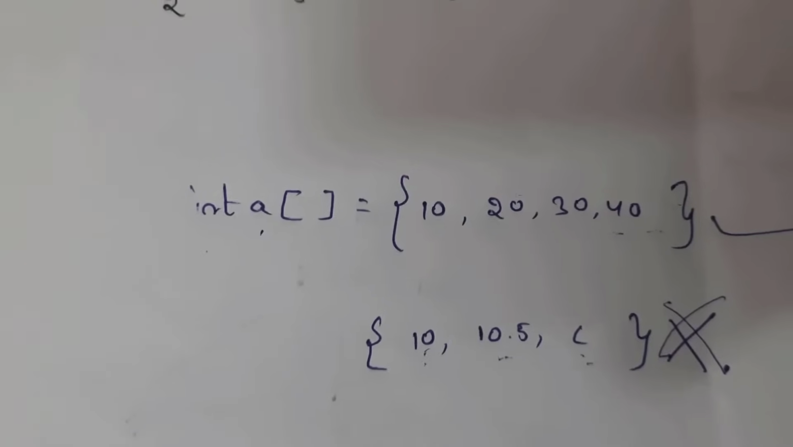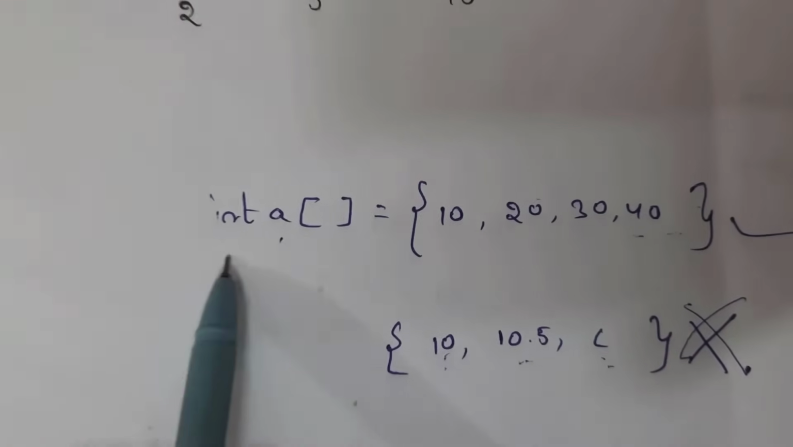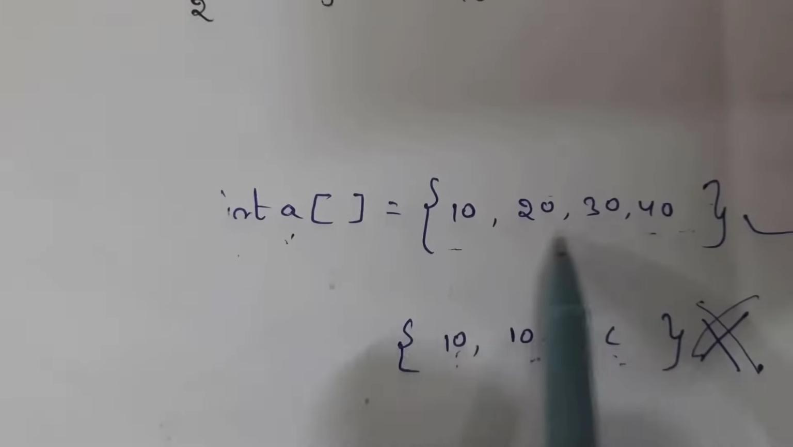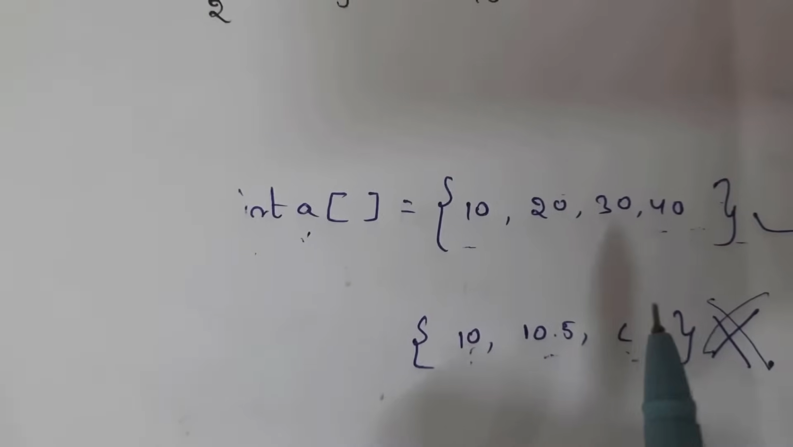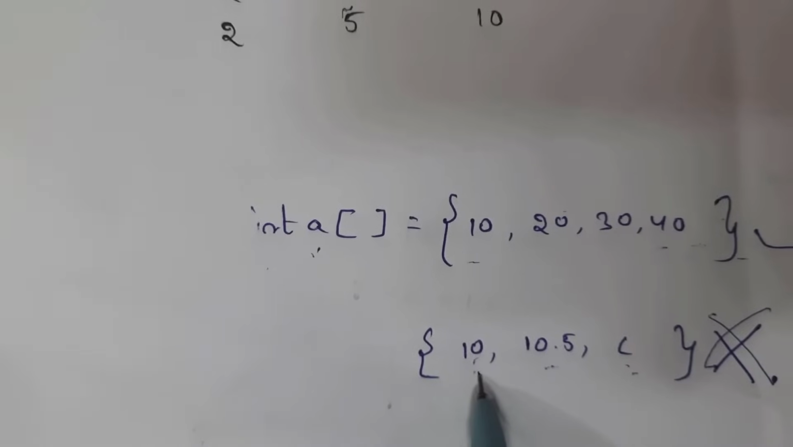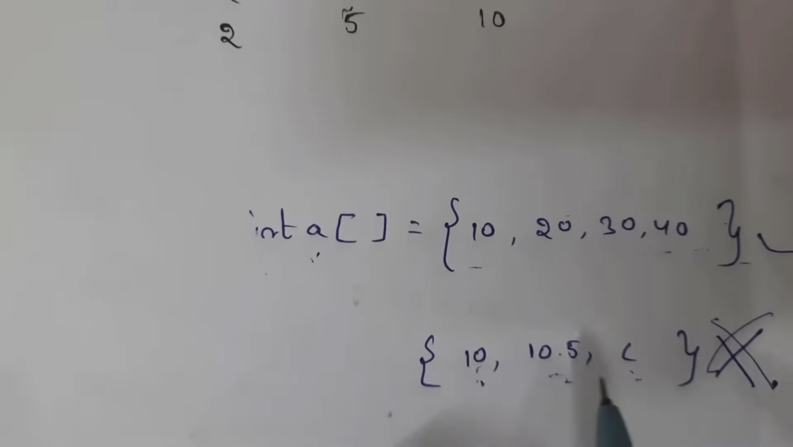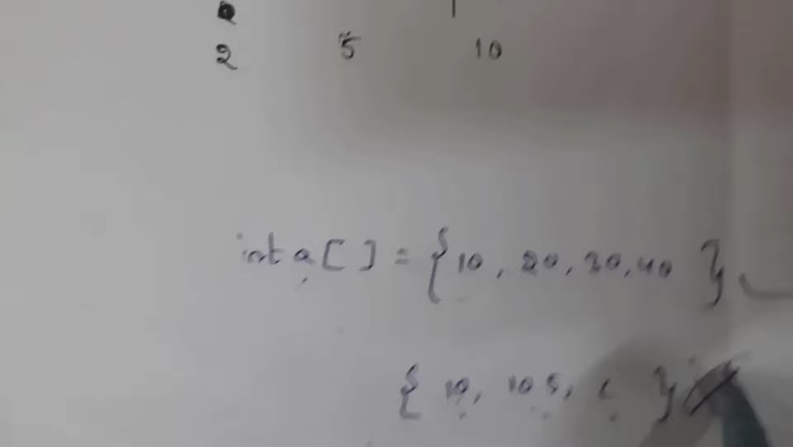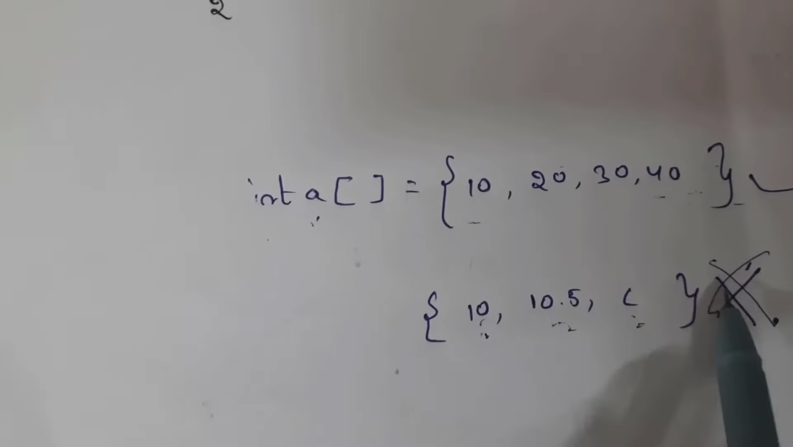An array must contain only similar type of elements. For example, here I took int a. So I need to declare only integer elements here. And array should not contain mixed type of elements. For example, here I took one value as integer, one value as float and one value as character. I should not declare like this. If I declare like this, it will display error.